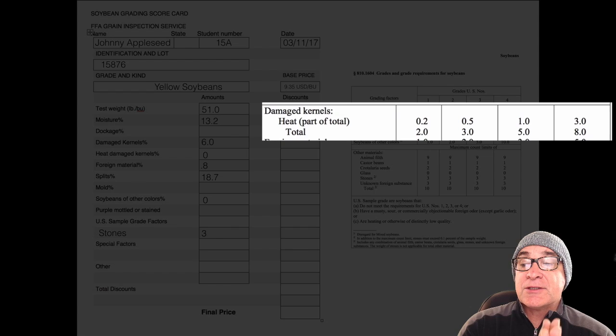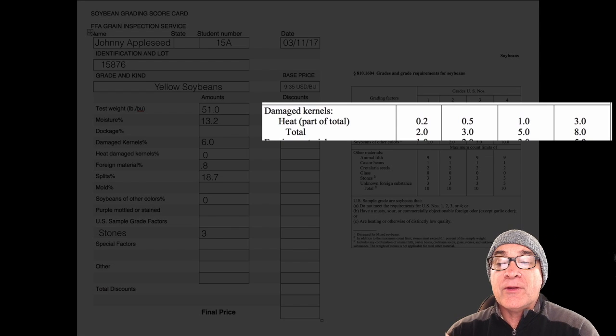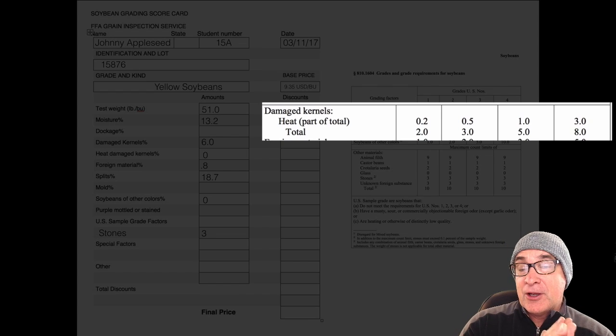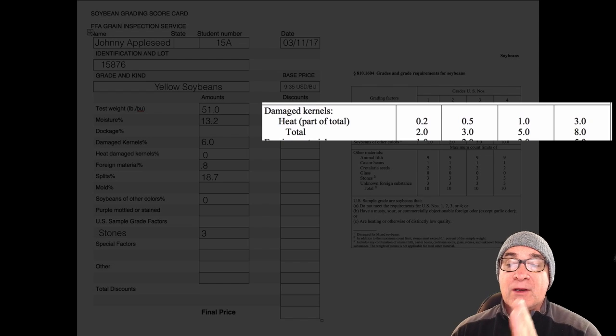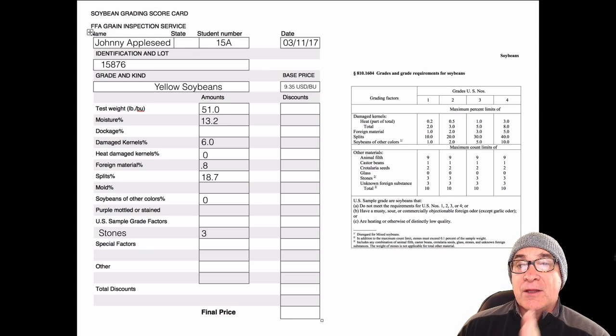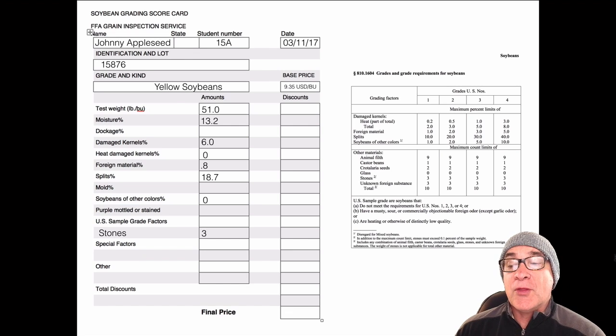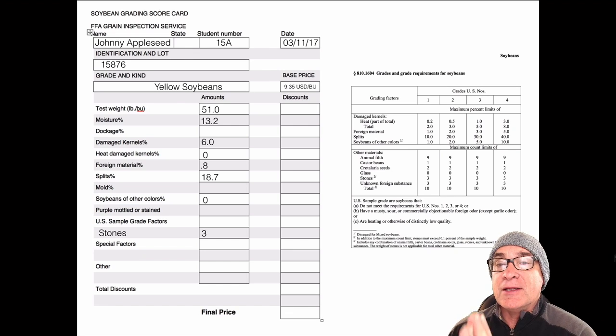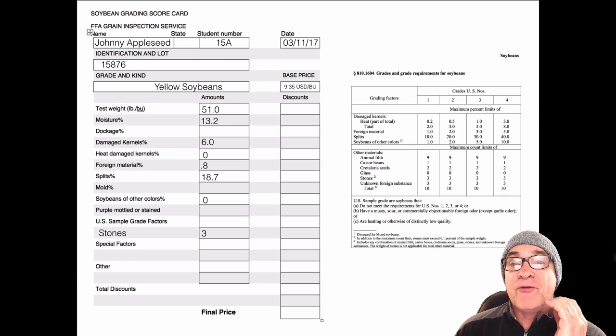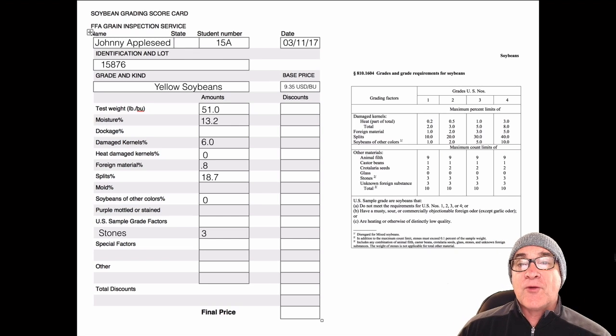We have 6. So it isn't greater than 8, because if it was, it would be sample graded and the load would be rejected. But this is between 5, which is the maximum amount for grade 3, but not into the 8 category. So it would be a grade 4 altogether. So far we've got a grade 4. So let's go ahead and see if there's anything that grades either more or less than that.